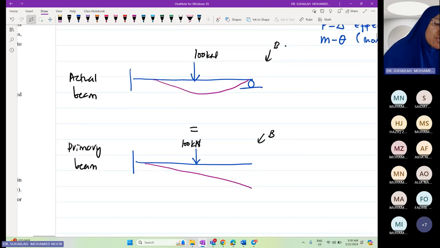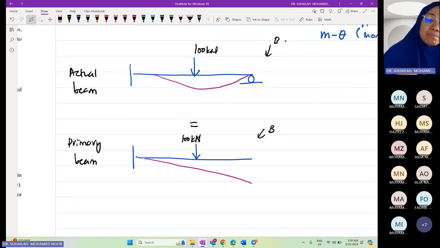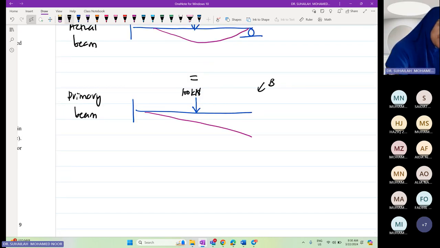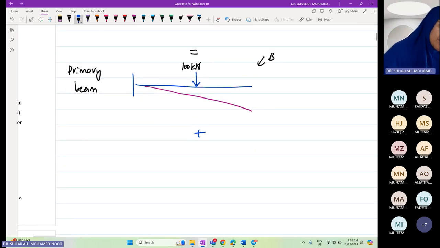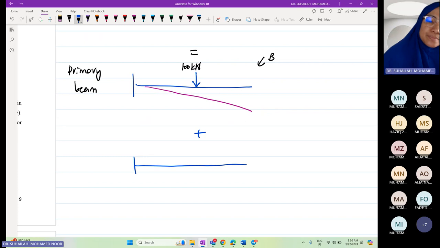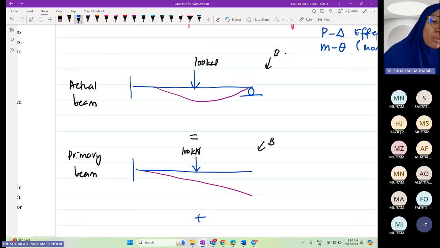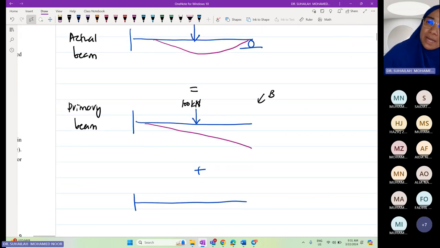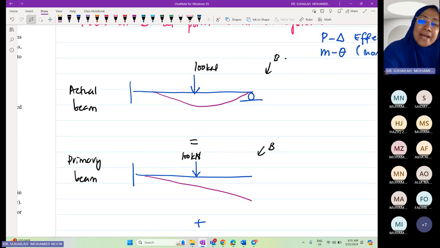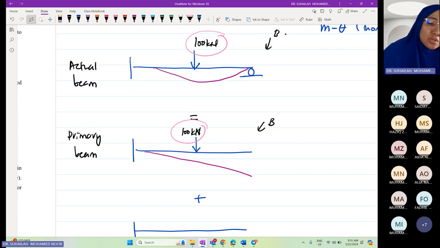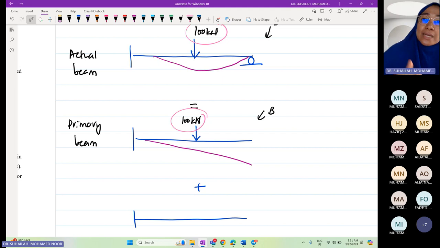Lagi satu. Ni actual beam, primary beam. Now, redundant beam. Redundant BY applied. Okay, plus. If we have another beam, it is also cantilever beam. Okay. No more 100 because 100 ni dah tak ada kat bawah ni ya. 100 ni sebab kita nak dapat yang atas, kita nak dapat yang actual. Means that kalau nak dapat 100, it is 100 kat sini tambah 0 dapat 100. So that no more 100 in redundant beam.